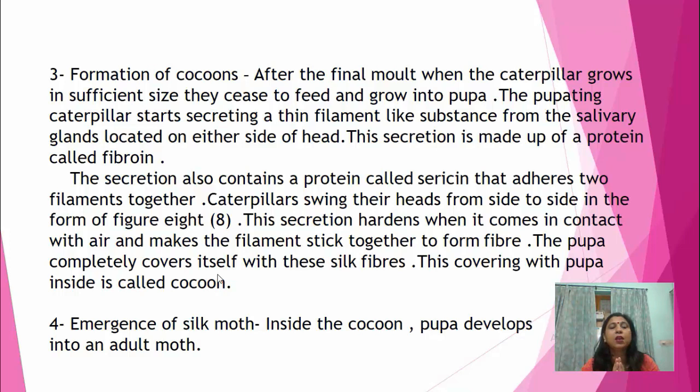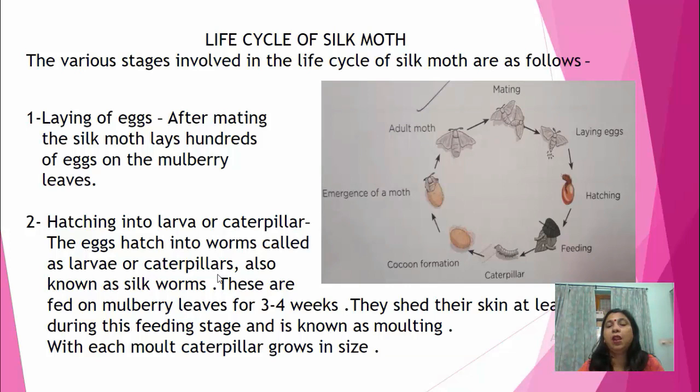Now the fourth stage is emergence of silk moth. Inside the cocoon, pupa develops into an adult moth. You can see in this life cycle of silk moth diagram, the mating is there, the male and female silk moth, they are mating. After that, the female lays eggs. Then the hatching of eggs is there.